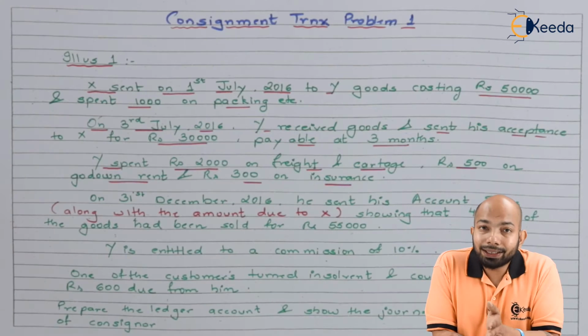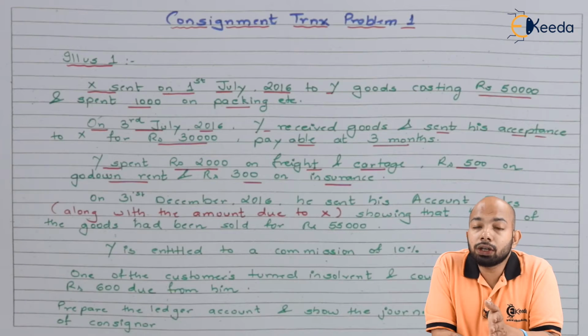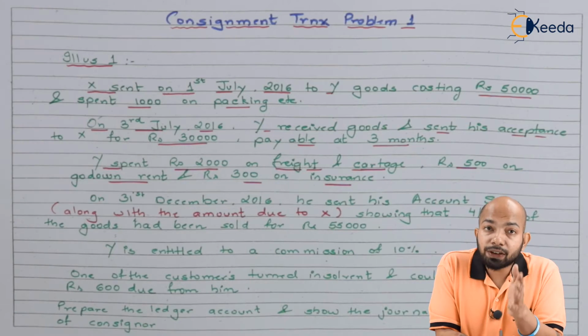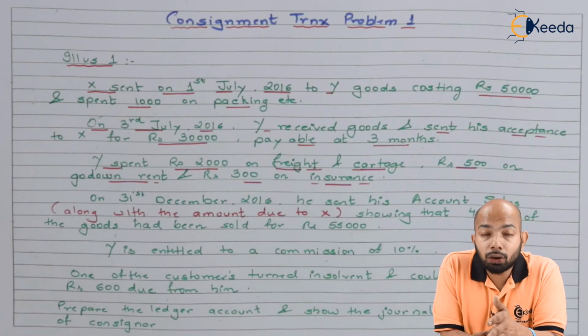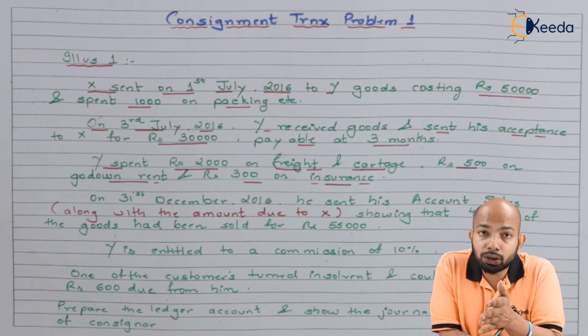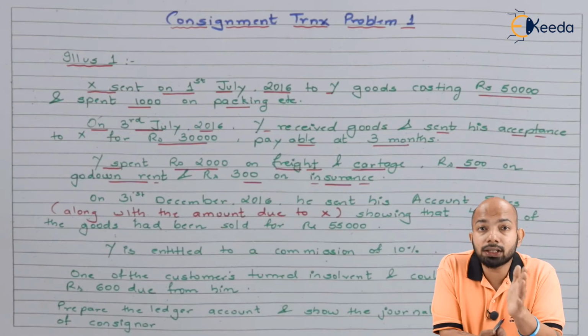Now Y made certain expenses. Once he received the goods, he paid 2,000 on insurance and cartage. He paid rupees 500 on the godown rent and rupees 300 on the actual insurance of the goods. So these are the expenses incurred by the consignee once the goods are received.